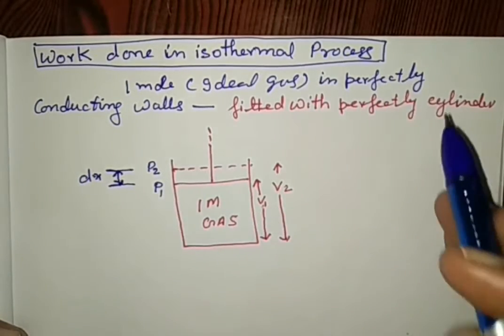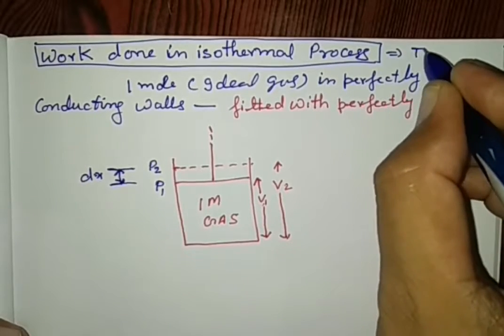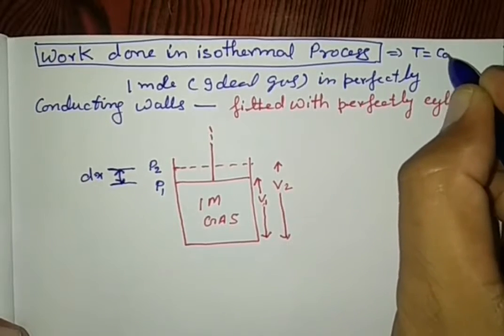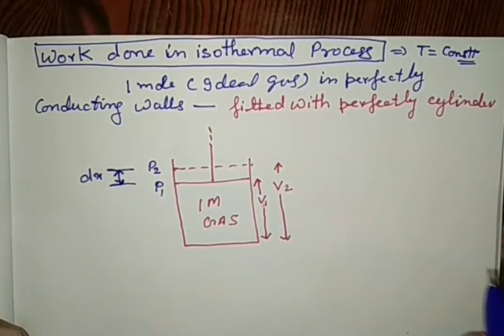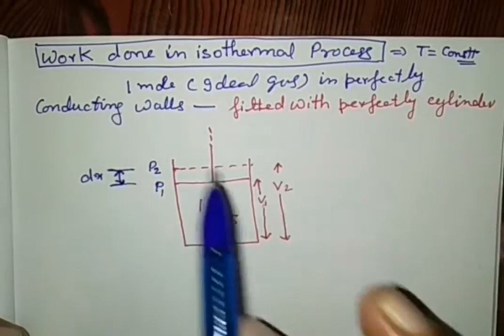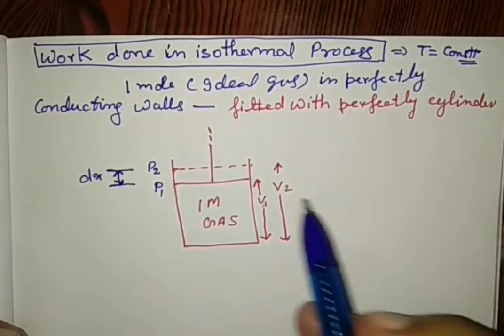In thermodynamics, an isothermal process implies that during the process the temperature T remains constant. Here, to calculate the work done, see what conditions are adopted.